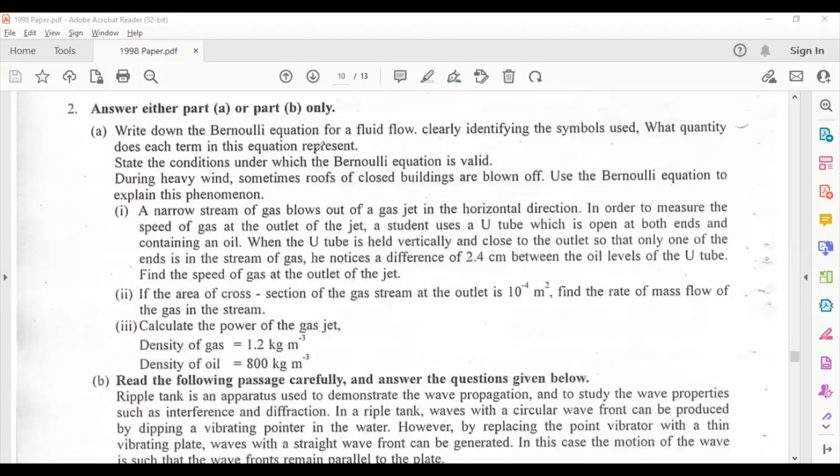1998 essay paper, question number 2, part A. Right. So this question goes with Bernoulli's theorem. So the first part asks, write down the Bernoulli's equation for a fluid flow. Clearly identify the symbols used. What quantity does each term in this equation represent? State the conditions under which Bernoulli's equation is valid. Right. So this is the theory part of the question. So we'll see how to write the answer for the theory part.